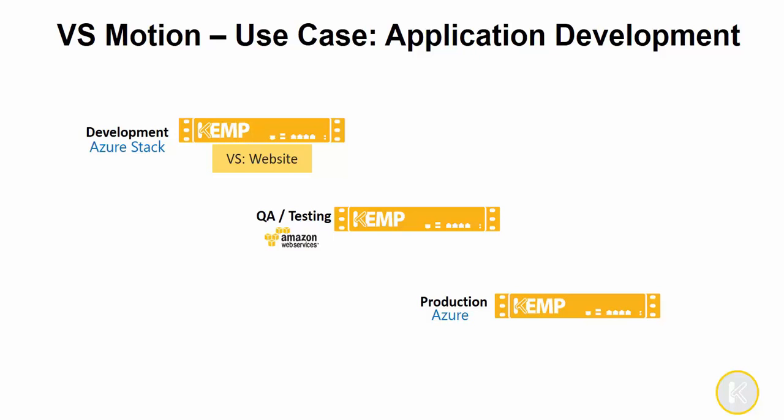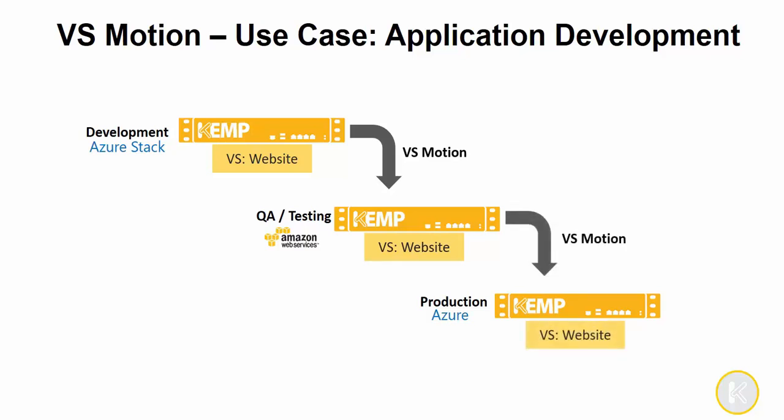environments. As I mentioned, with Kemp360 Central and VS Motion, customers have the ability to simply copy or move the configuration from one LoadMaster to another, ensuring that all the configuration options are identical across the environments. Also, with our platform ubiquity, it doesn't matter whether the development environment is running in Azure Stack, testing is running in one cloud, production is running in another, or any other combination. Kemp LoadMaster is the same across all of them, and therefore moving virtual services is seamless.